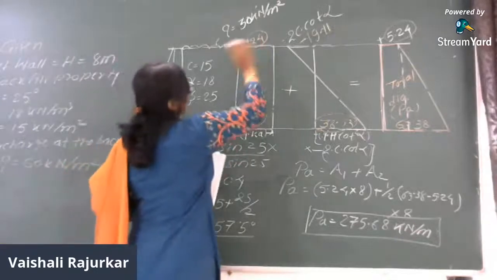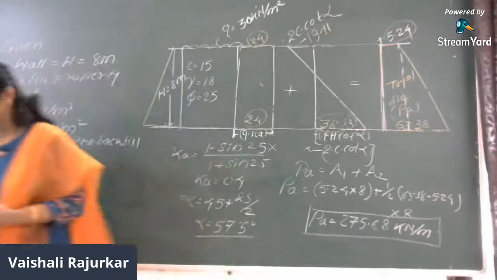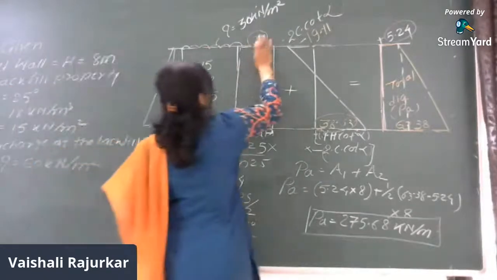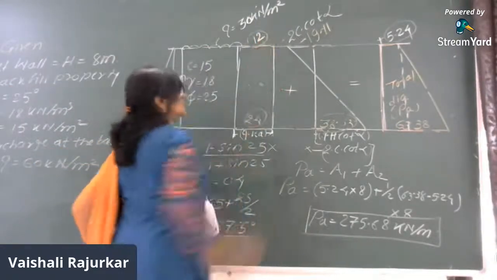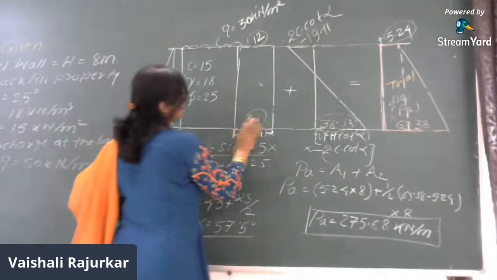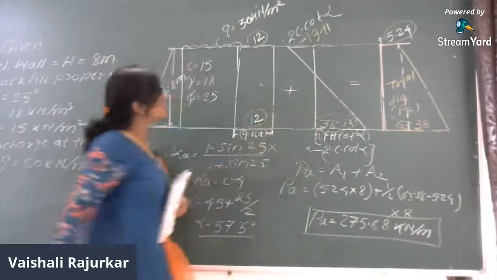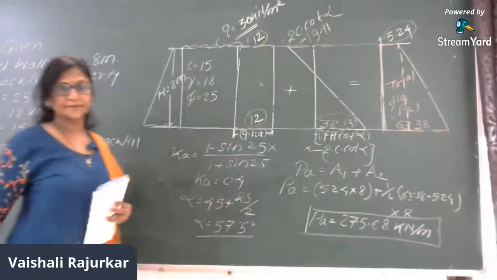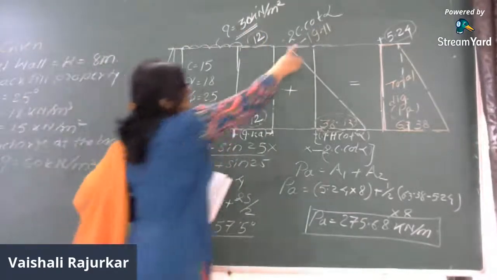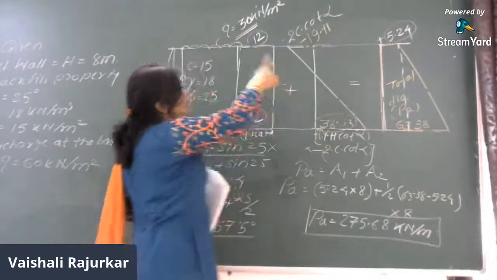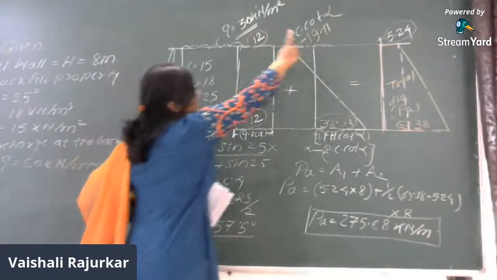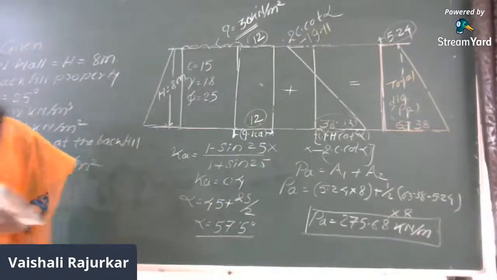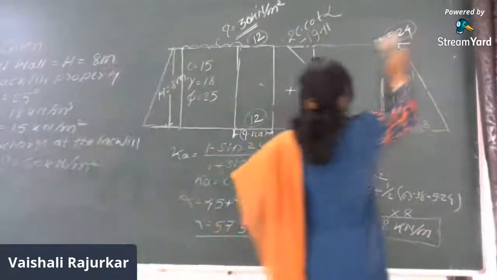Here, instead of 24, the value is now obtained to be 12, because your 30 kilonewton is the surcharge, right? Then this will be the same, and now this positive is less than the negative. Therefore, the total pressure distribution diagram is a negative-positive pressure distribution diagram.